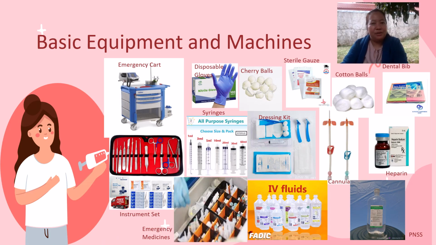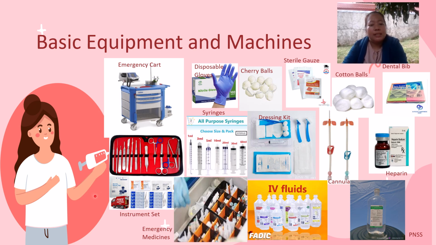Now let's talk about the basic equipment and machines inside a hemodialysis unit. First, everything you see in this slide can be seen in an emergency cart. We have disposable gloves, cherry balls used to stop bleeding after removing the cannula from an AVG or AVF, sterile gauze used for cleaning the catheter and any bleeding, cotton balls for cleaning a site, and a dental bib used as a towel during catheter cleaning.